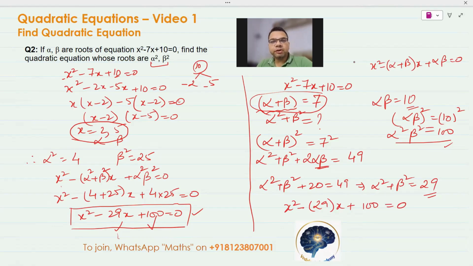So these are two different ways to solve this question. I hope you understood both of them. You can use whichever method you find easier.